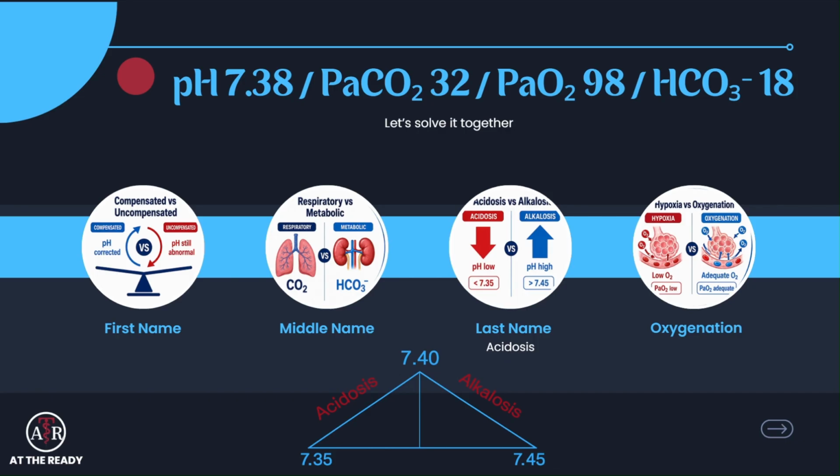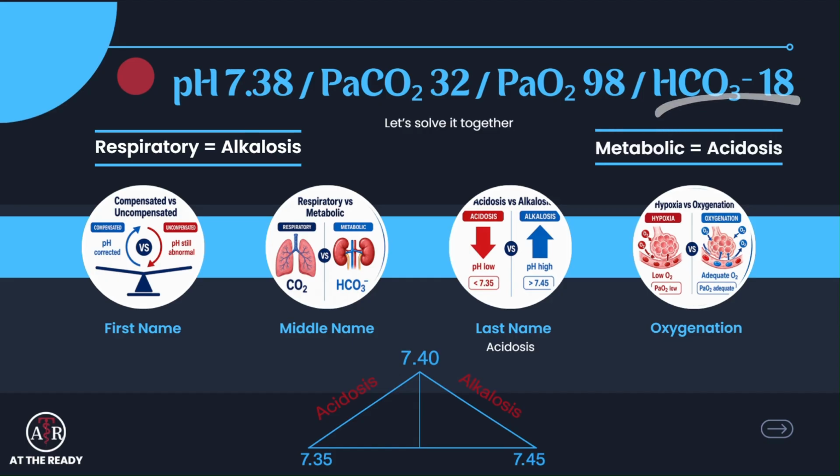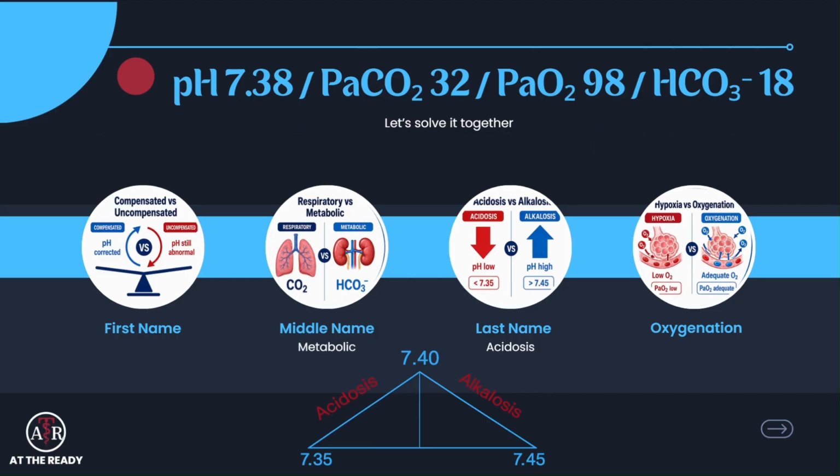Now find the middle name. The PaCO2 is low. Normal is 35 to 45. The patient is blowing off their CO2 or their acid, pushing them towards alkalosis. A bicarb of 18 is low, with normal being 22 to 26. This indicates an acidosis. The bicarb may be low due to losing base or gaining acid, as seen in situations such as lactic acid buildup. Because the last name is acidosis and the metabolic pattern matches acidosis, the middle name is metabolic.